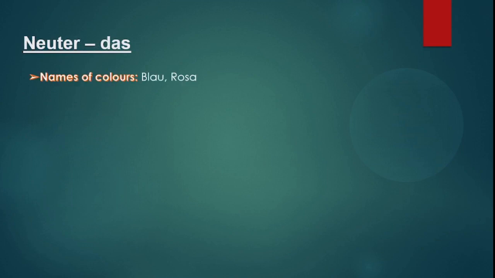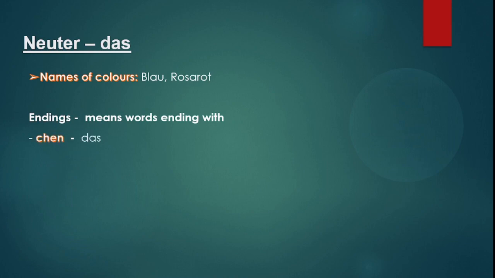And next we'll talk about the neuter article, das. Whenever you want to talk about the names of colors, you can use das as the article. For example, blau means blue, das Blau, or rosarot, the pink red, das Rosarot. And the next are the endings which help you determine neuter articles, das. For example, chen at the end: das Hähnchen, chicken, das Bäumchen, little tree.